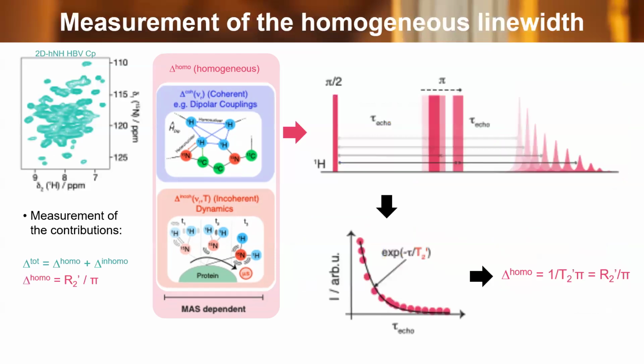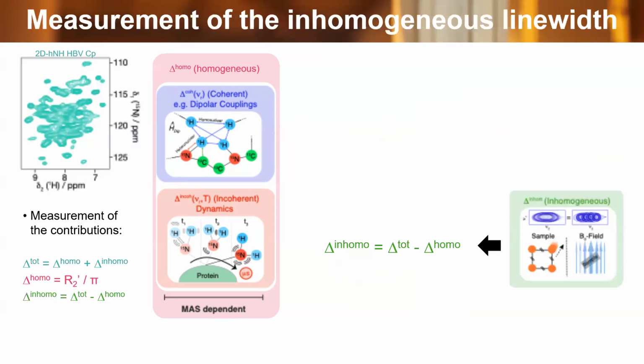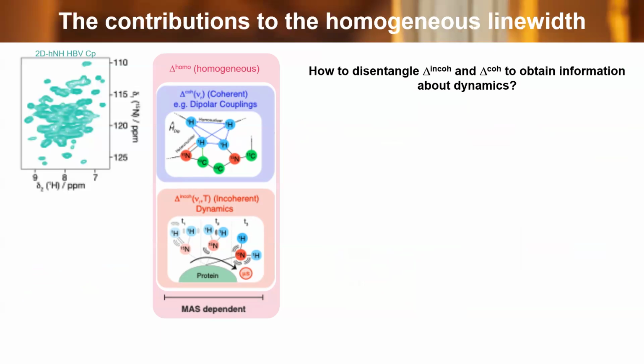Then you can measure, as we've seen just before, this homogeneous contribution using a spin echo experiment, where you plot the intensity decay of your isolated resonances as a function of your echo time. And then by fitting it, you obtain the T2 prime, so the transverse relaxation rate. And then the homogeneous line width is 1 over T2 prime times pi. And then, of course, you finally get the inhomogeneous contribution by the difference between the total and the homogeneous line width. And if we are interested in dynamics, it's inside this incoherent contribution.